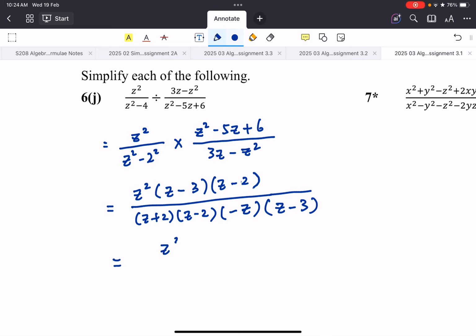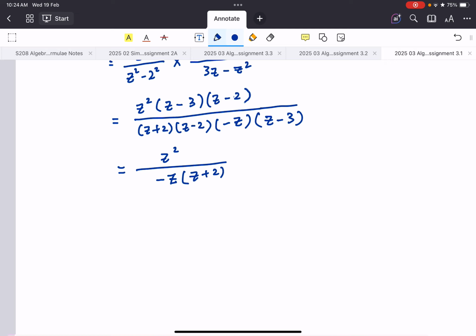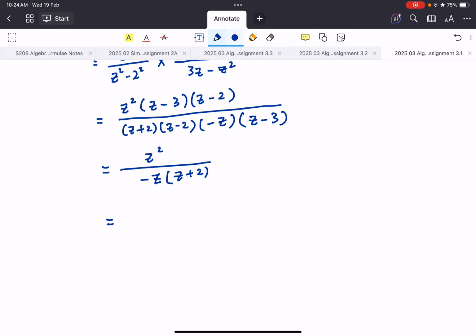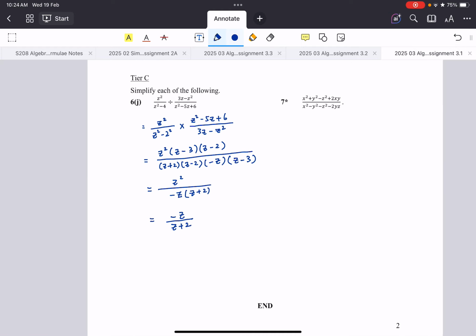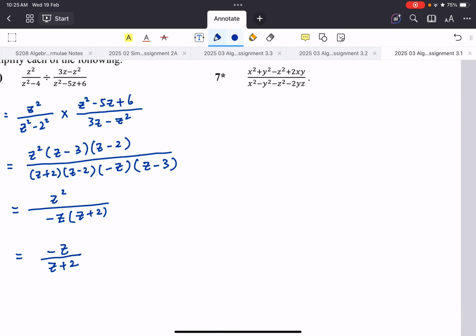We have z squared left in the numerator, so we have z plus 2 still there. We have negative z over there, and then we have z plus 2. We can continue to simplify this. We'll end up with negative z over z plus 2. Right? And finally, the last challenge.